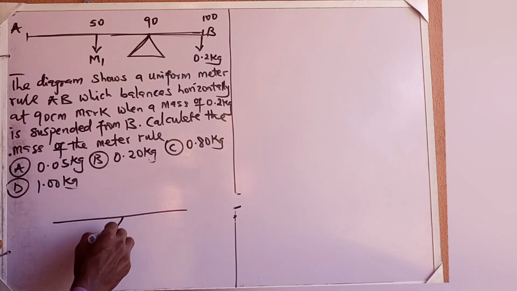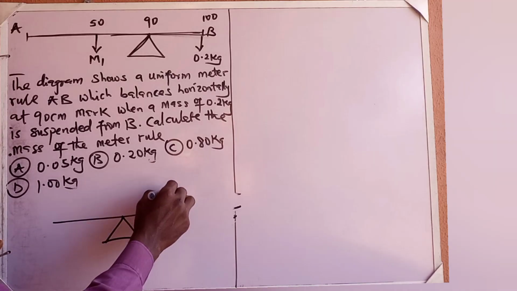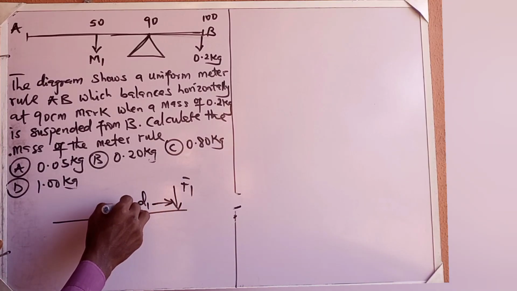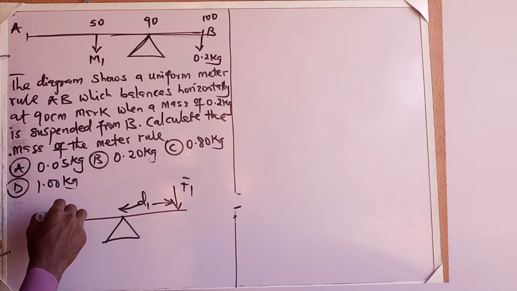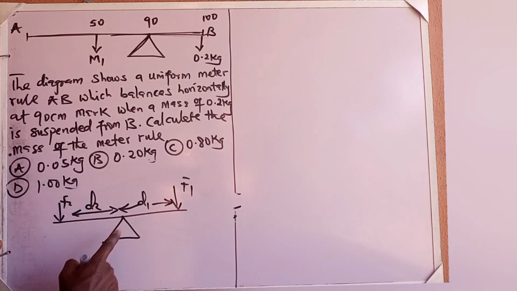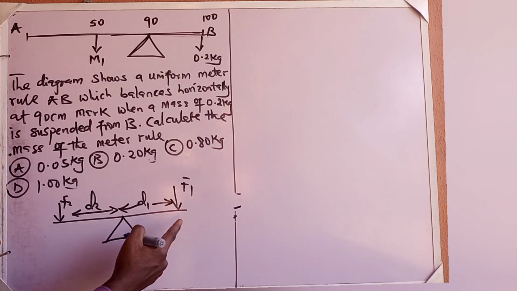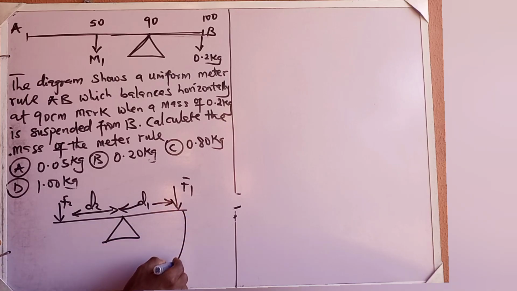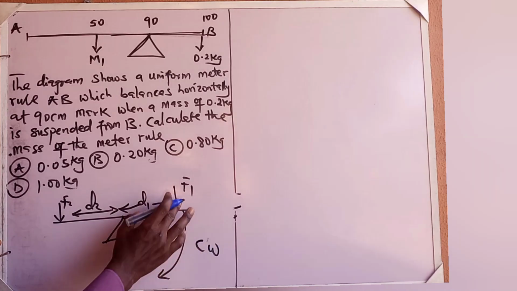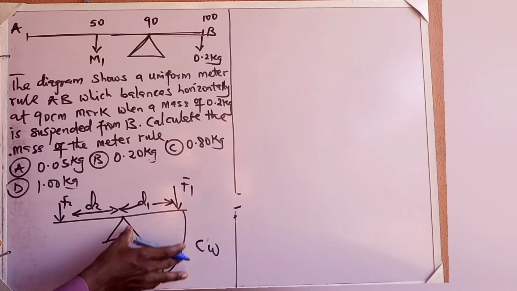A system like this, and I have a force acting on it. Let's call this F1, at a distance D1 from here. And I have another force here, F2, at a distance D2 from here. This force here is trying to push this in this direction, that is clockwise. So this F1 produces a turning effect in the clockwise direction.